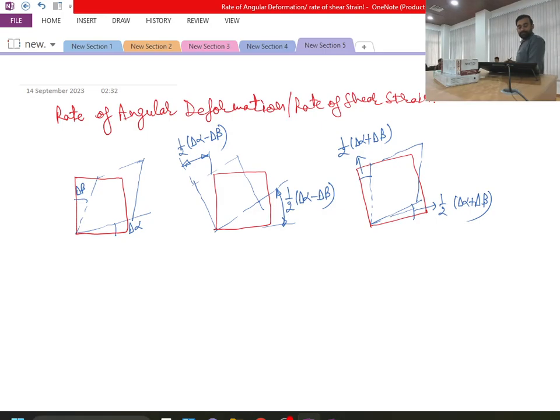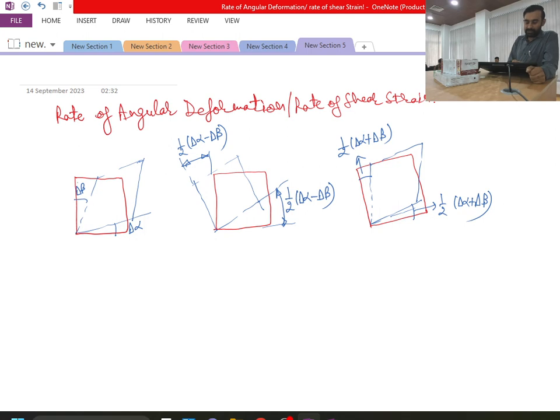Okay, good morning. This is our 16th lecture of the course Fluid Mechanics, and in the previous lecture, we first analyzed the fundamental fluid motion, which were translation, rotation, angular deformation, and the linear deformation. Out of which translation and rotation was completed. Now, next, our idea is to determine the rate of angular deformation or rate of shear strain.